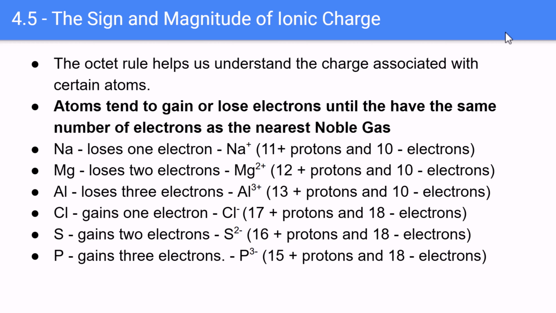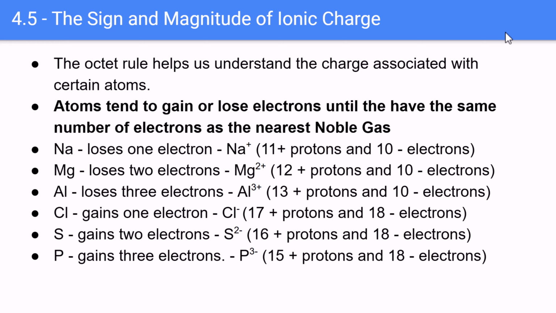Magnesium, much closer to neon than it is to argon, so it's going to lose 2 electrons, and aluminum loses 3. But notice as we move further right on the periodic table, things don't lose electrons, things gain electrons. So for example, chlorine is much closer to argon than it is to neon, so it's going to gain an electron. Sulfur gains 2, and phosphorus gains 3.